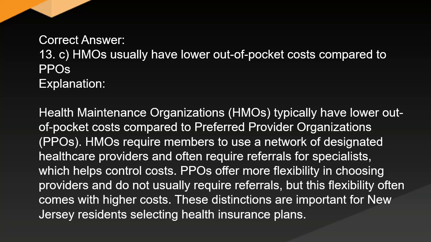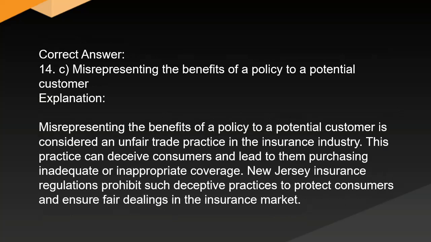Explanation: health maintenance organizations, HMOs, typically have lower out-of-pocket costs compared to preferred provider organizations, PPOs. HMOs require members to use a network of designated healthcare providers and often require referrals for specialists, which helps control costs. PPOs offer more flexibility in choosing providers and do not usually require referrals, but this flexibility often comes with higher costs. These distinctions are important for New Jersey residents selecting health insurance plans.